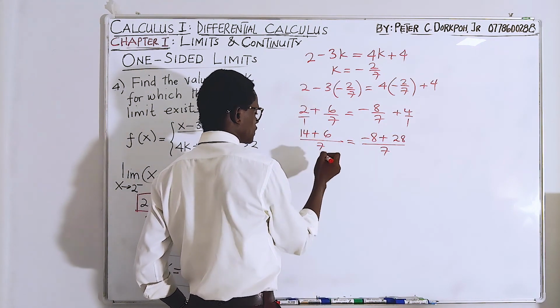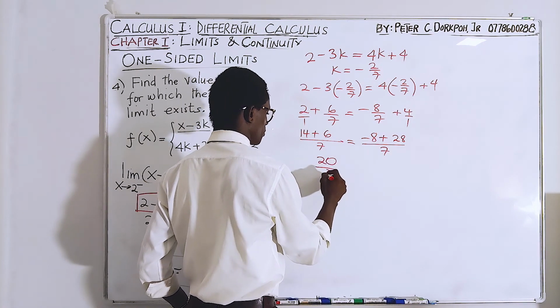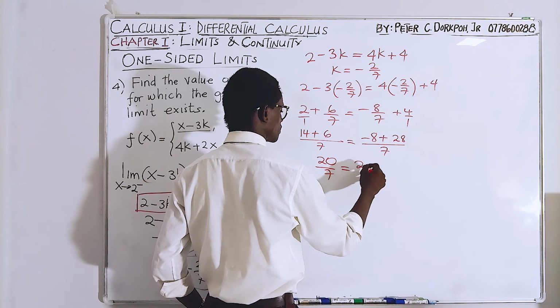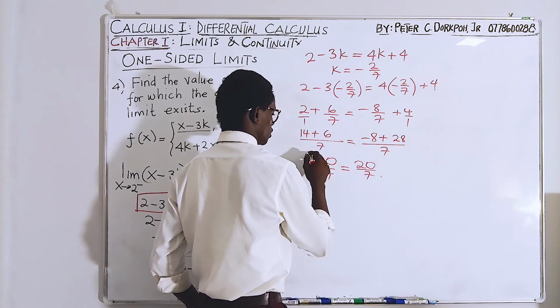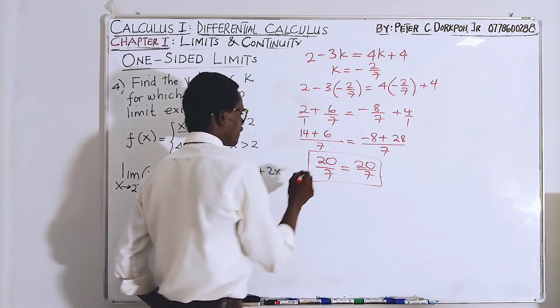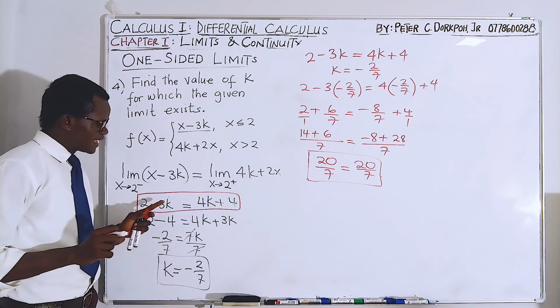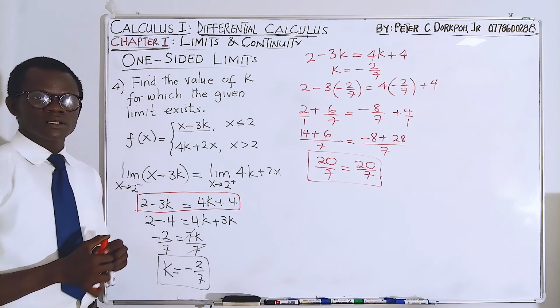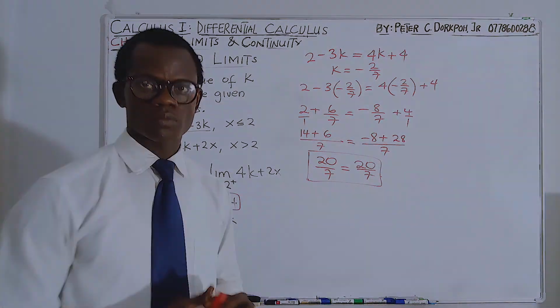So 14 plus 6 is 20. And minus 8 plus 28 is also 20. So therefore it has been verified that k is the value for which the given limit does exist.